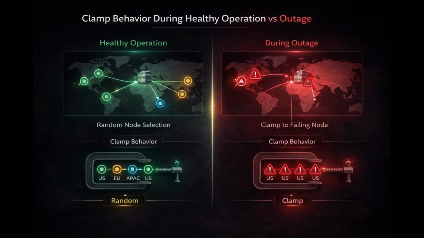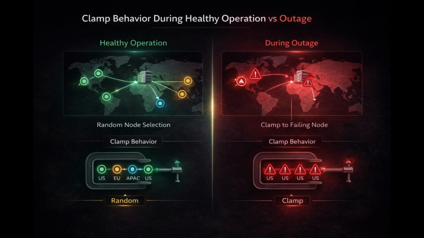Now here's the part most people don't understand. During healthy operation, checks are distributed randomly across your region pools. But once downtime is confirmed, the system clamps, meaning we keep testing from the failing region to track the incident consistently. That's not a bug, it's intentional. It prevents your incident timeline being distorted by regions that were never failing in the first place. Random during health, focused during incident. This is how you get a clean recovery signal. So the mental model for multi-location monitoring is this. Single region gives you speed. Multi-region gives you confidence. Clamp behavior gives you consistency.